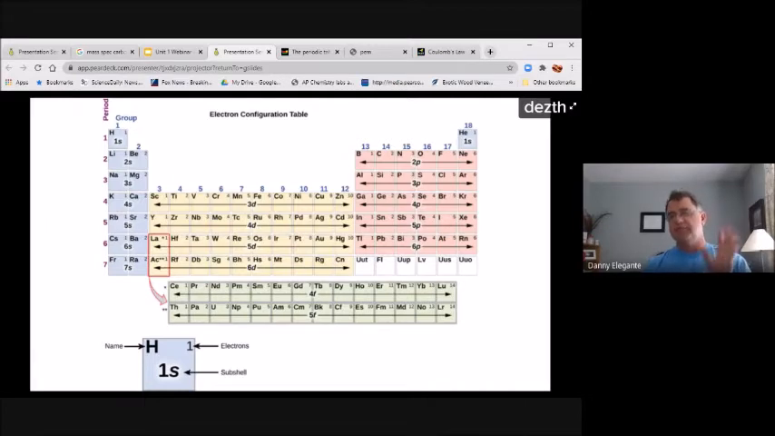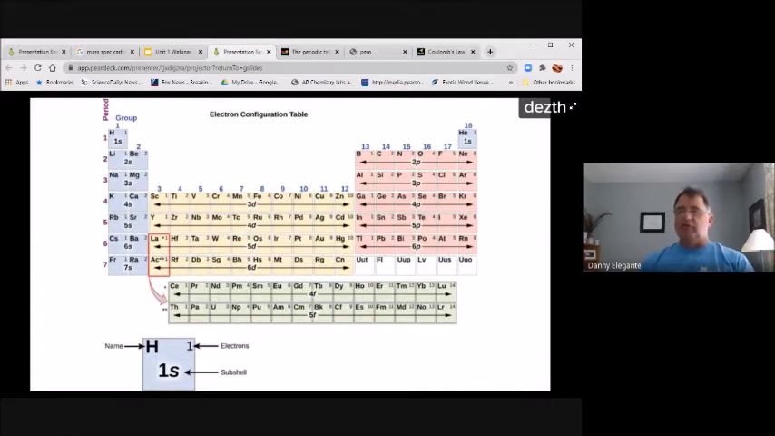And then we've got that section in the middle. Notice that the D section is 10 elements wide. From scandium to zinc, if you counted up the boxes, you would see 10 spots. And then down there at the bottom, you've got that green section, and that's the F sublevel, and we really don't see that on the AP exam.